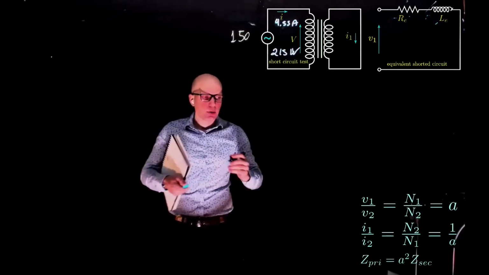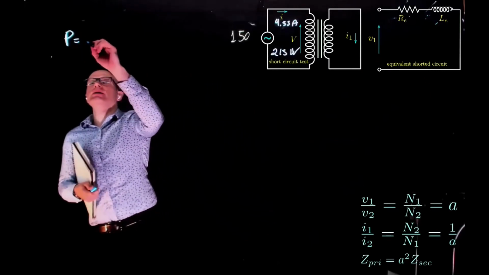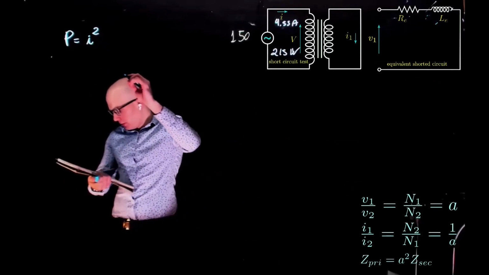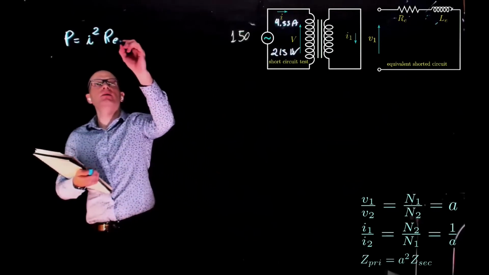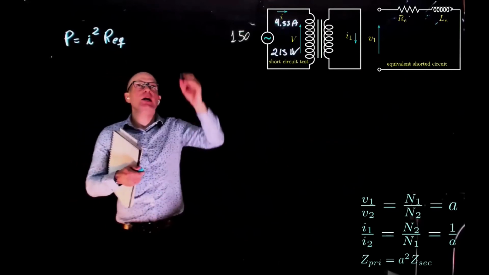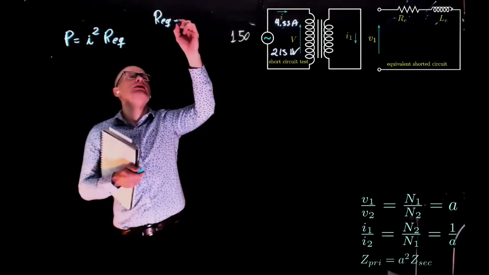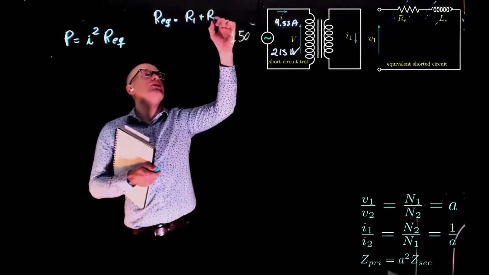Okay, so we can start with the power. The power is I squared times R equivalent. What is R equivalent again? R equivalent is R1 plus R2 A squared.